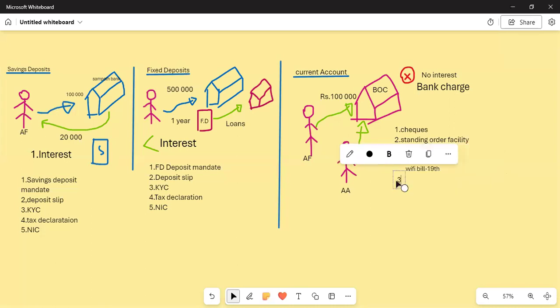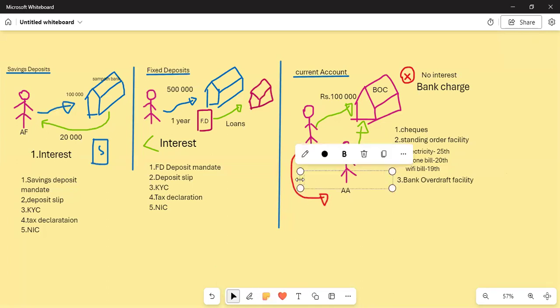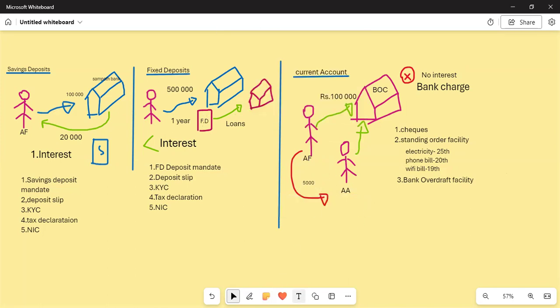What is the third one? I am getting something called the bank overdraft facility, bank OD. What do you mean by bank OD? Now, I have to pay 5,000 to Asif, and I am writing a check to Asif, telling him that on the 20th he will get the money. On the 20th, you can go to the bank and get the money.